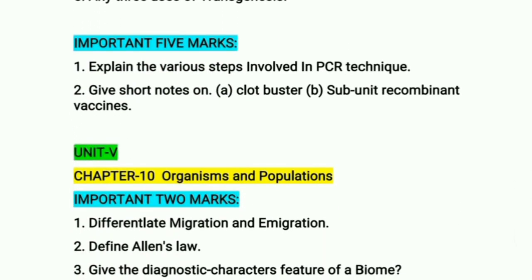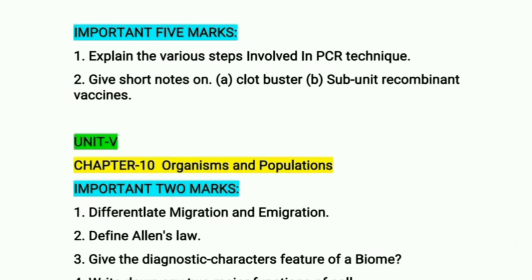Important 5 marks. Explain the various steps involved in PCR technique. Give short notes on clot buster and subunit recombinant vaccines. Unit 5, Chapter 10, Organisms and Populations.